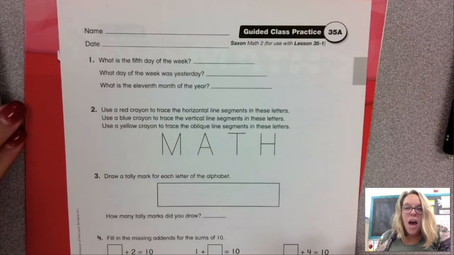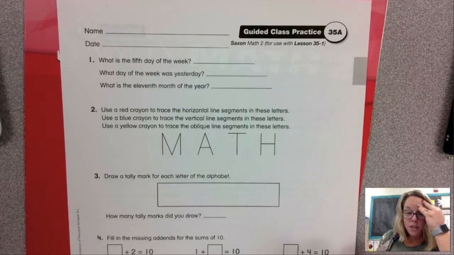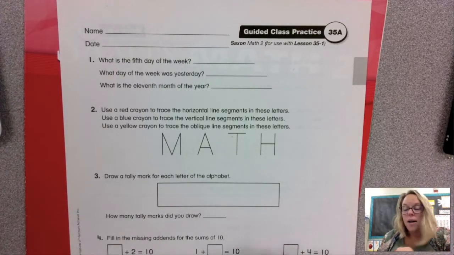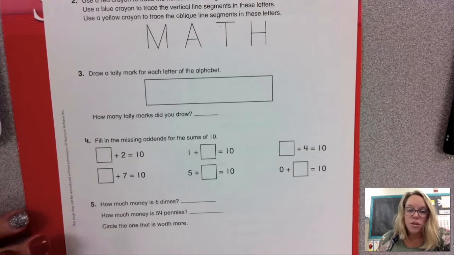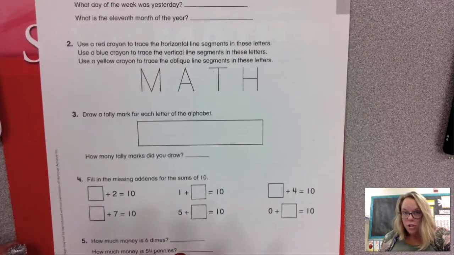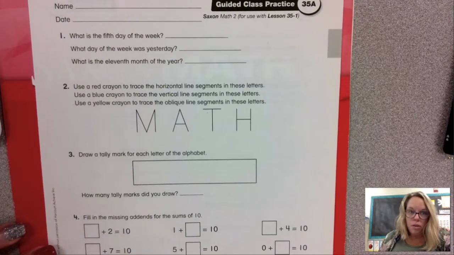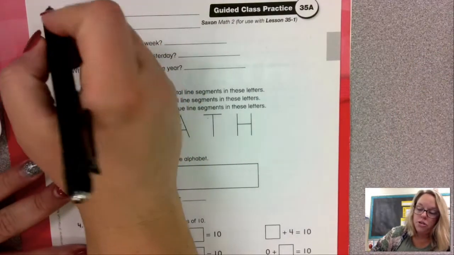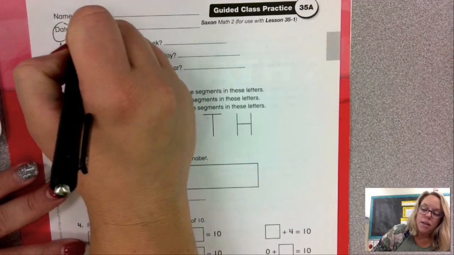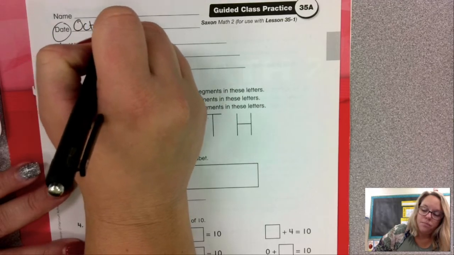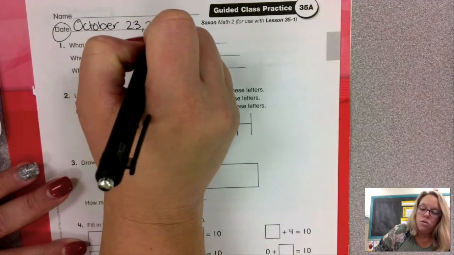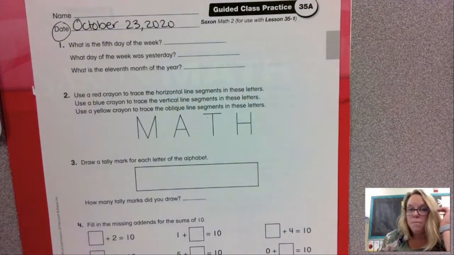Right. Today I wanted to give us a chance to do a little bit of practice on some of the pieces that are on this sheet. And so we're not going to do all of the sheet, but I do want to do some of it with you. So can you please go ahead and make sure that your name is on it? And the date today is October 23rd, 2020. Go ahead and put your name on it.